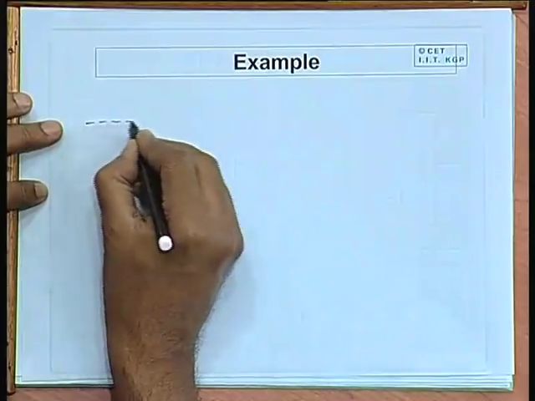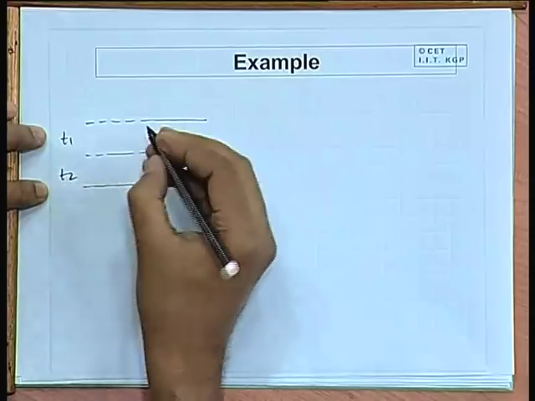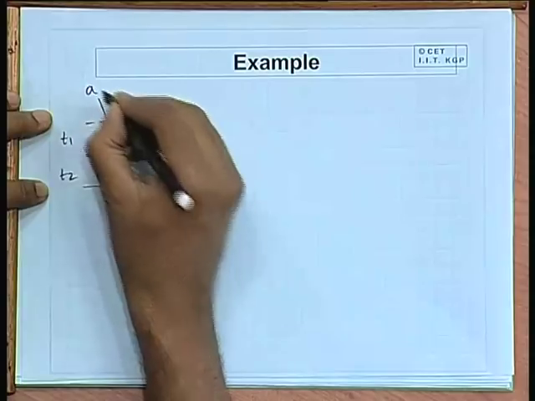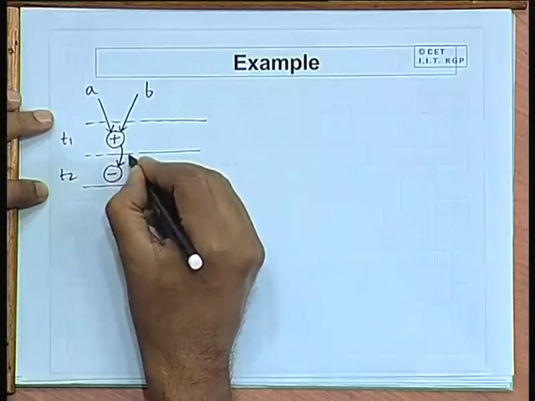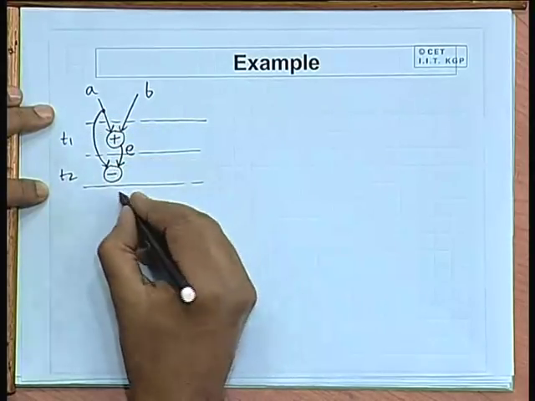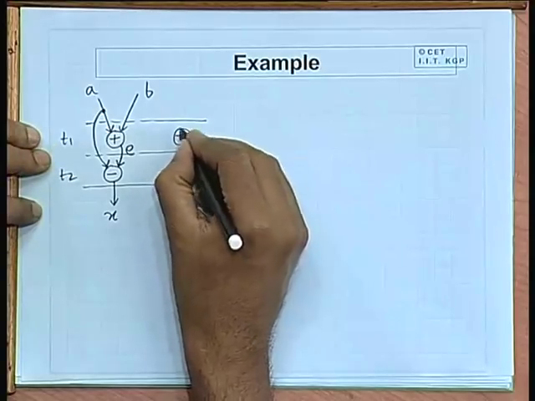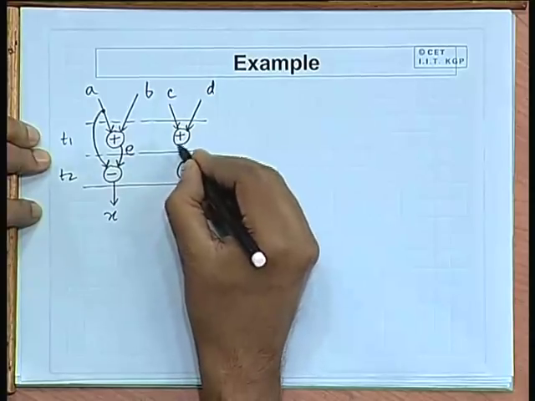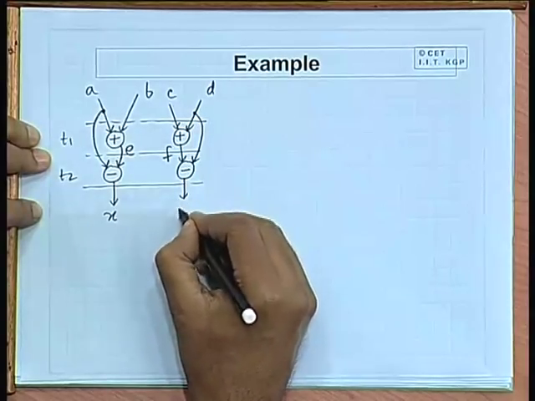So let me take a simple example. There are only two time steps, T1 and T2. There is an addition followed by a subtraction. There is one input operand A, another B. This I am calling E, and the other input to this subtraction is coming from here itself. This is also A. And whatever is coming out, this is say X, and here I have C and D. Here again a similar thing is there. I am calling this F, the same D is fed back, I am calling this Y.